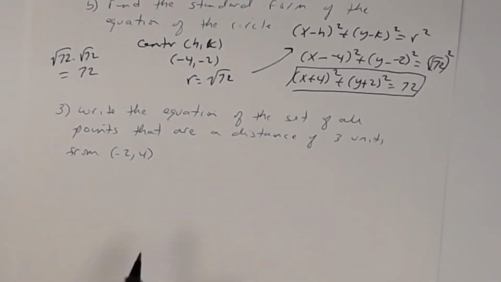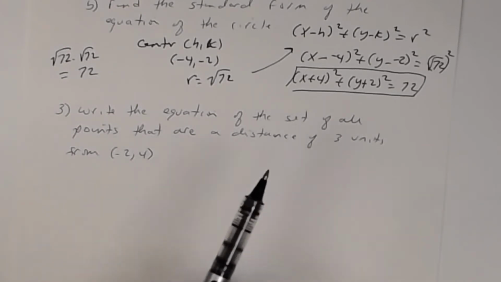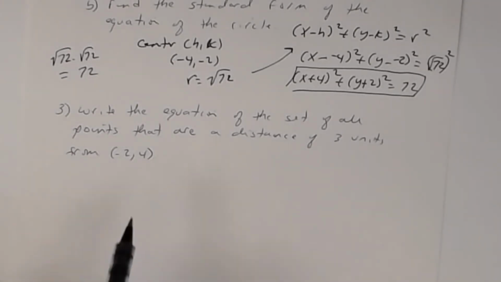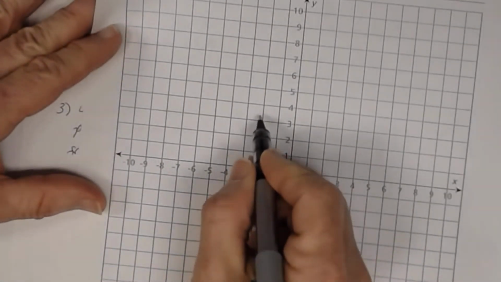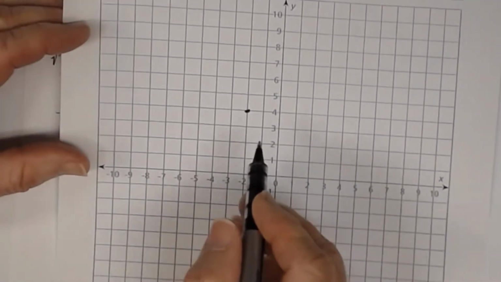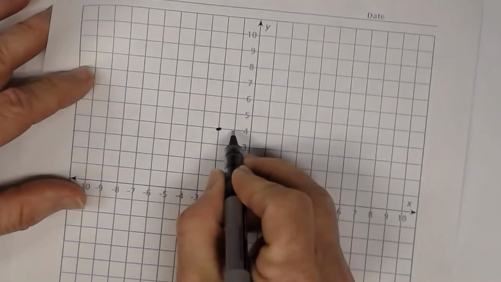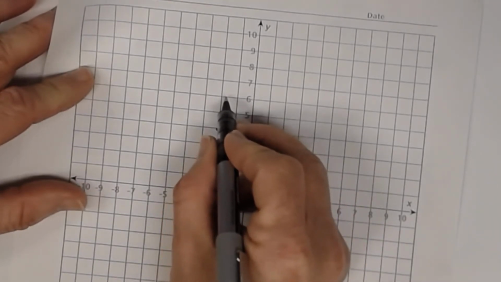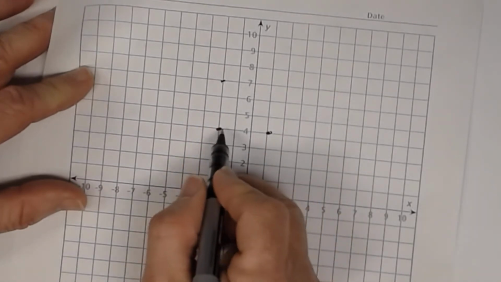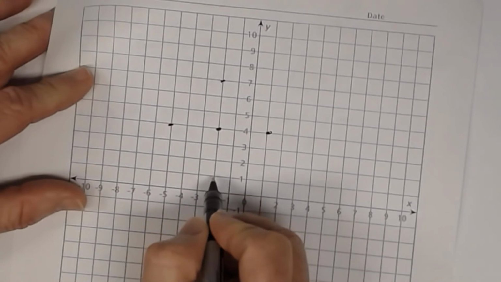It says write the equation of the set of all the points that are a distance of 3 units from -2, 4. So let's look at -2, 4 for a moment. So here's -2, 4. And this says you want to look at all the points that are 3 units away from it. So I'm going to go 3 units to the right, 1, 2, 3. 3 units up, 1, 2, 3. 3 units to the left, 1, 2, 3. 3 units down, 1, 2, 3.